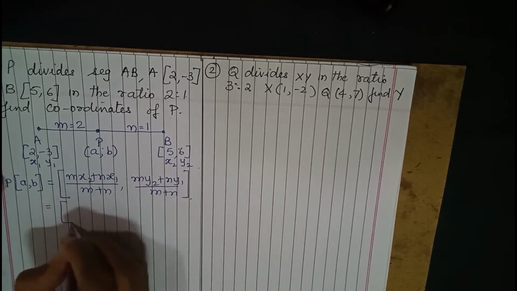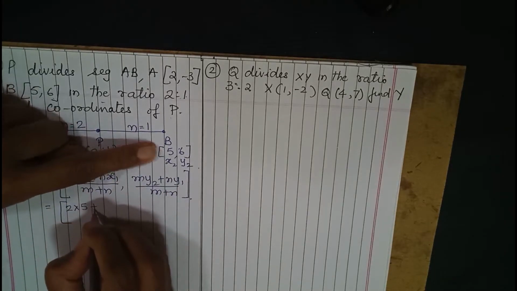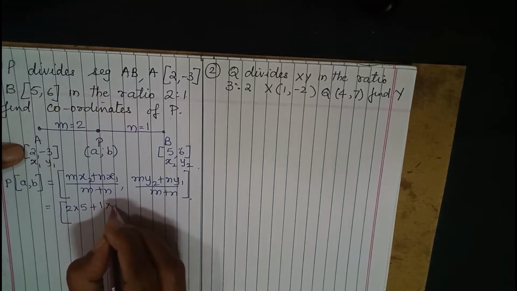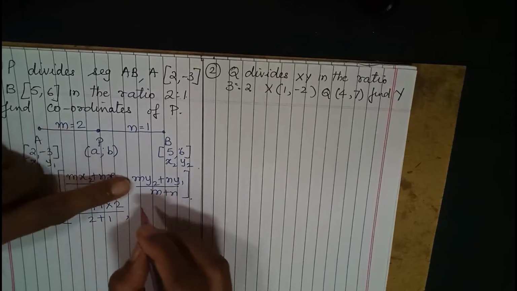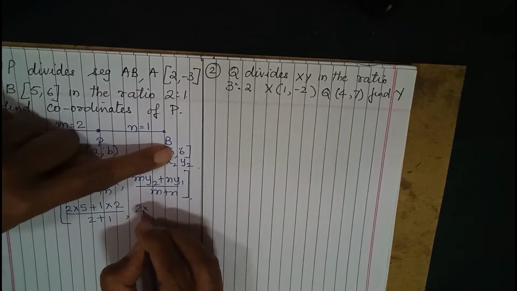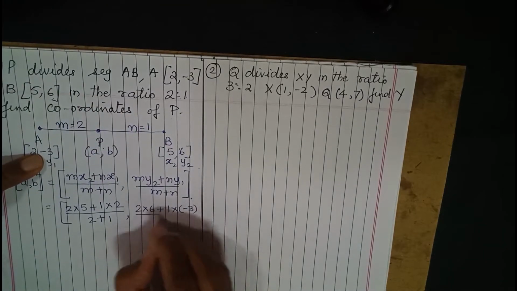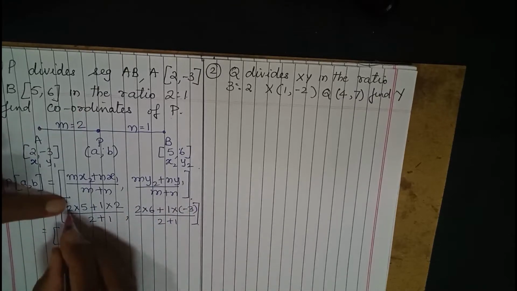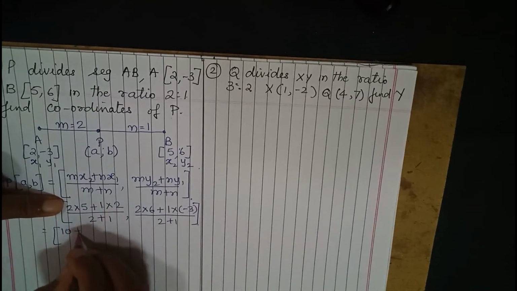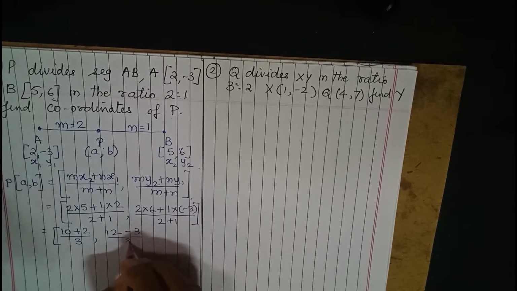Let us substitute the values now. M is 2 into x2, which is 5, plus n, which is 1, into x1, which is 2, upon m plus n, that is 2 plus 1. Similarly, let's do for this. M is 2, y2 is 6, plus n is 1 into minus 3 upon m plus n, which is again 2 plus 1. Let's solve this out. 2 into 5 is 10, 1 into 2 is 2, 2 plus 1 is 3. 6 2s are 12 and 1 into minus 3 is minus 3 upon 3.